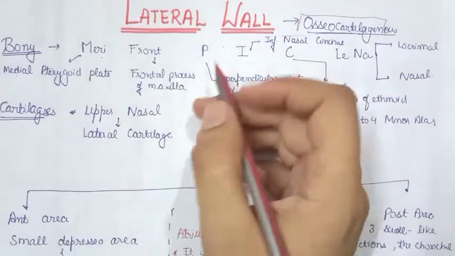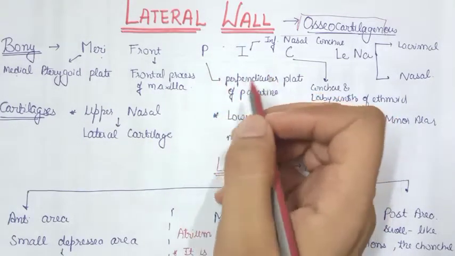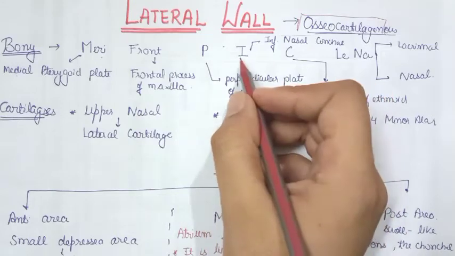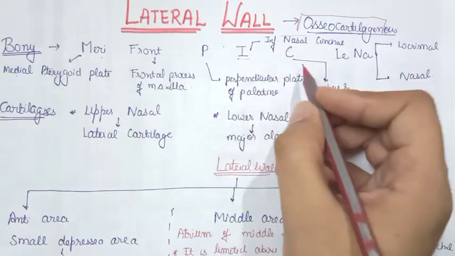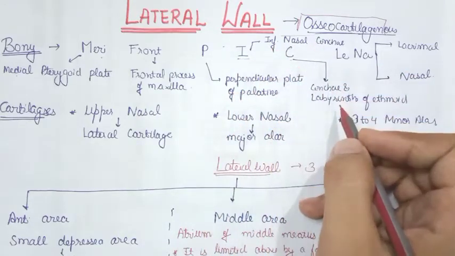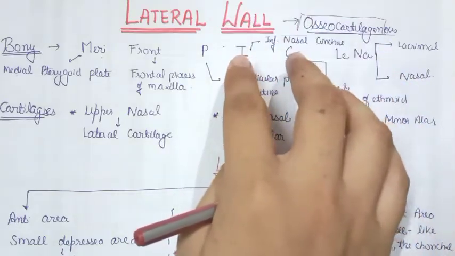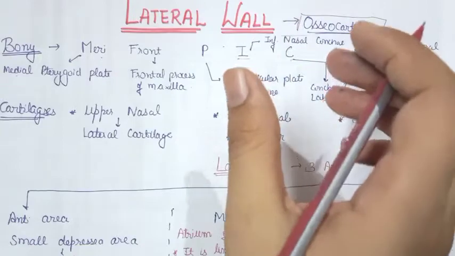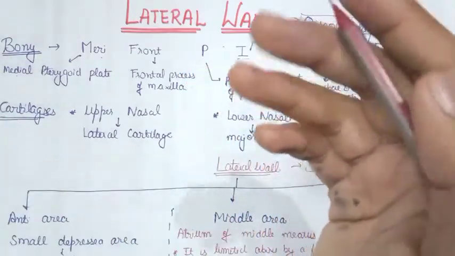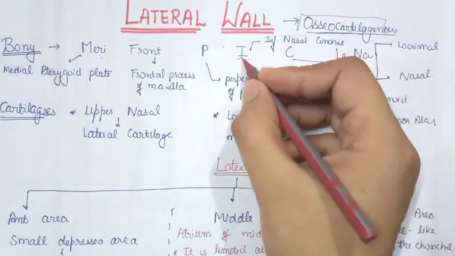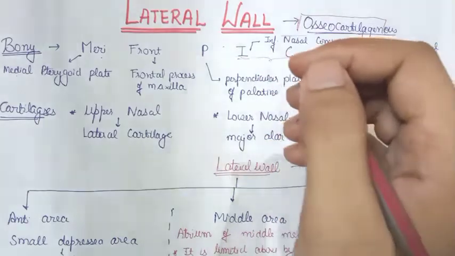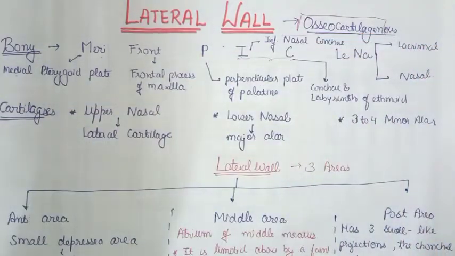The P stands for perpendicular plate of the palatine bone. I stands for inferior nasal concha, and C stands for concha and labyrinth of ethmoid. That's why I have placed the two concha together, which is a very important structure. The structure that makes the lateral wall complex is the identifying mark of the lateral wall and distinguishes it from the medial wall.